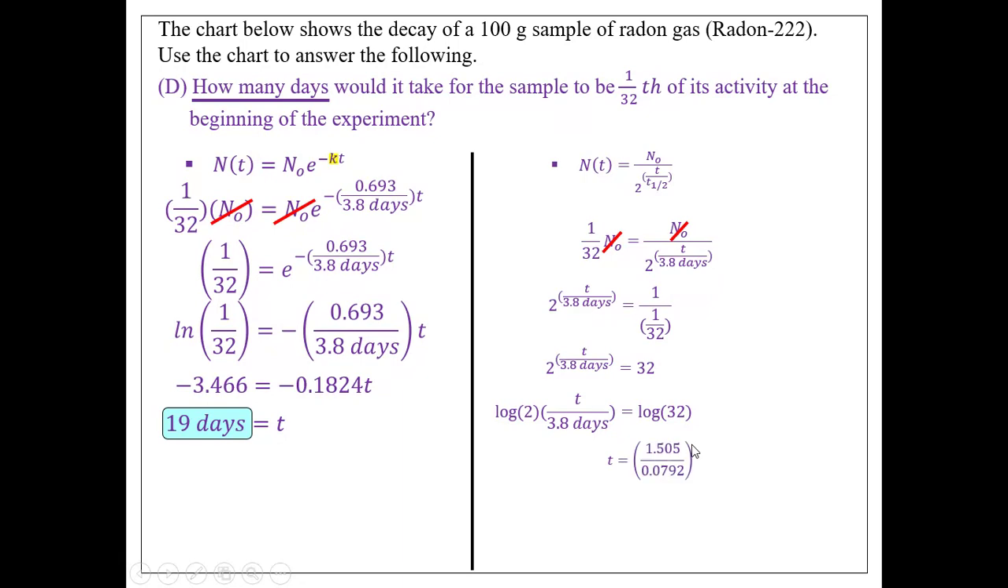So if you do log of 32, you'll get 1.505, and if you do log of 2 divided by 3.8, that'll give you a coefficient of 0.0792, and then you need to bring it to the bottom right. Okay, so hopefully your algebra is good that you're keeping up here. Other than that, if you punch in 1.505 divided by 0.0792, that'll also give you 19 days. As you can see, the answer is the same regardless of whichever starting point you want to start with.